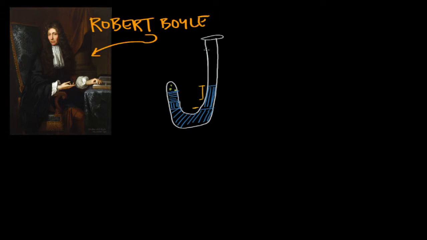Now, he added a bit more mercury, which compressed the gas even more, making its volume less, and he found that there was an even greater offset in the two fluid heights. And he correctly took this to mean that the gas was exerting even more pressure because now the gas pressure is equal to the atmospheric pressure plus even more fluid height.